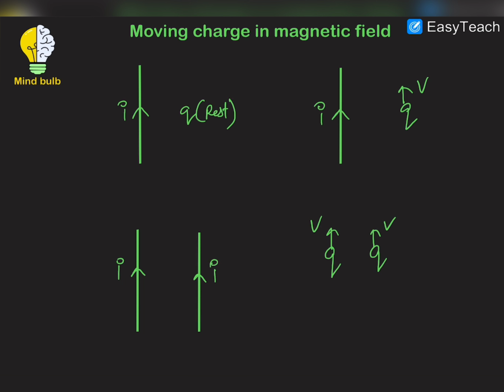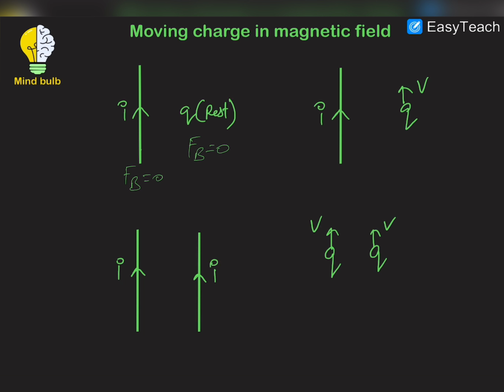But in this case, the current carrying wire is producing the magnetic field because electrons are moving in this wire in the downward direction, while this charge is not producing any magnetic field. So there is only one field, and the magnetic force will not be produced on either of them. So magnetic force would be zero on both of them.